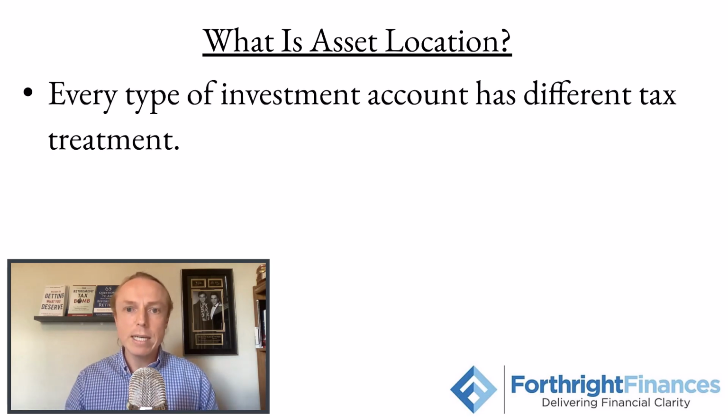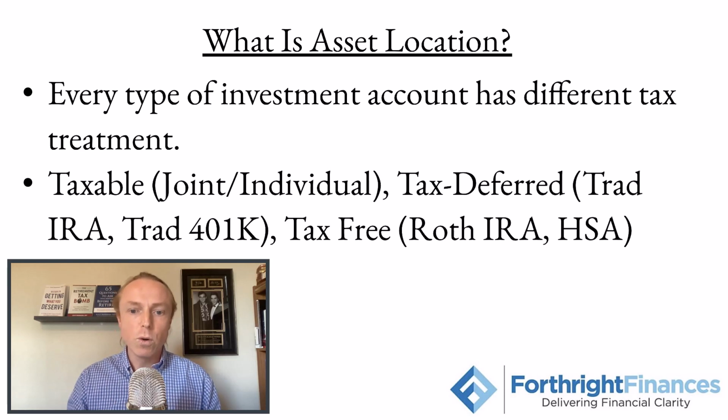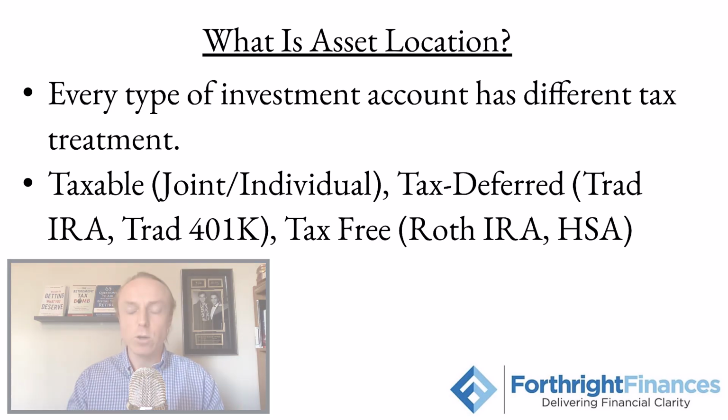The first thing that we need to know about asset location is that every different investment account has different tax treatment. So there's three main account types, which are taxable accounts, like your joint account that you have with a spouse, an individual account. Those are both taxable accounts. Then we have tax deferred, like your traditional IRA, your traditional 401k. And then we have tax-free accounts like your Roth IRA and your HSA, your health savings account. All three of those account types have different tax treatment. Okay, so I hope that's clear enough.